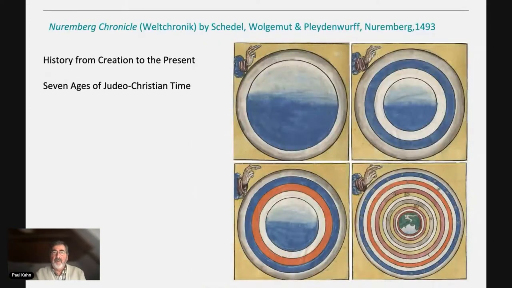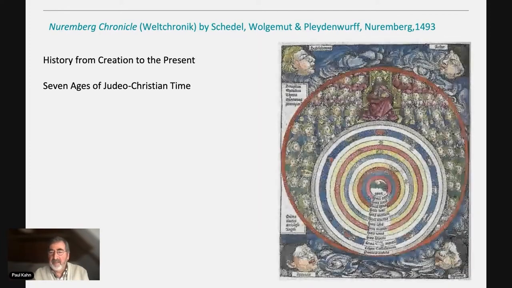When we come to the Nuremberg Chronicle, which is organized as a history from creation to the present, the text itself is organized by the 7 ages of the Judeo-Christian time concept at the time. And we see this abstract notion of the first 4 days of creation, very similar representation with the Earth in the center there.